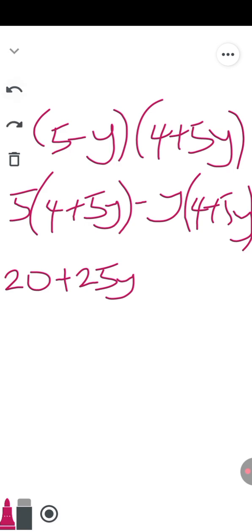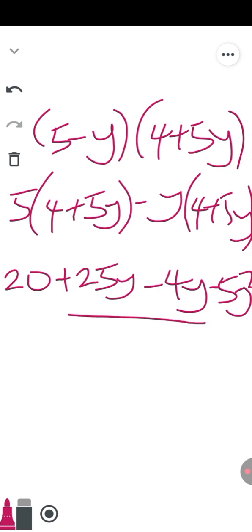So let's come here. Minus y times 4, that's minus 4y. Is that correct? Then minus y times plus 5y, that's minus 5y squared. Is that okay? So these two are like terms. Is that correct? They are like terms.